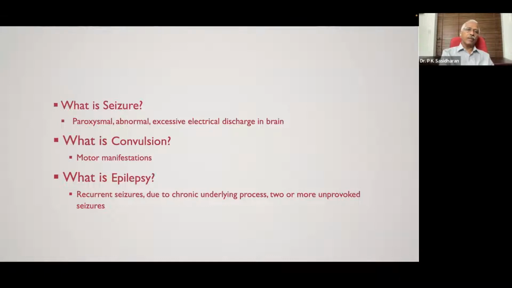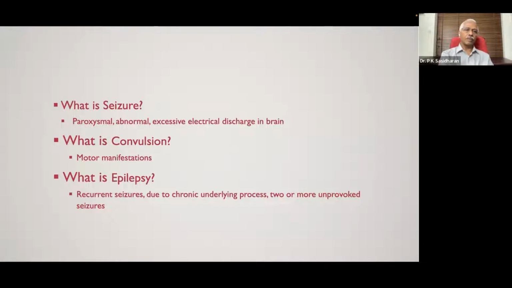In fact, what is seizure? Seizure refers only to the electrical discharge. The paroxysmal, abnormal, excessive electrical discharge in brain is the definition of seizure. But the corresponding manifestation is what we refer to when we say seizure. Even the involuntary movements, we might call it a seizure, but genuinely the seizure means the electrical discharge. That's why people more often depend on EEG to diagnose seizure. That we'll discuss as we go to investigations.